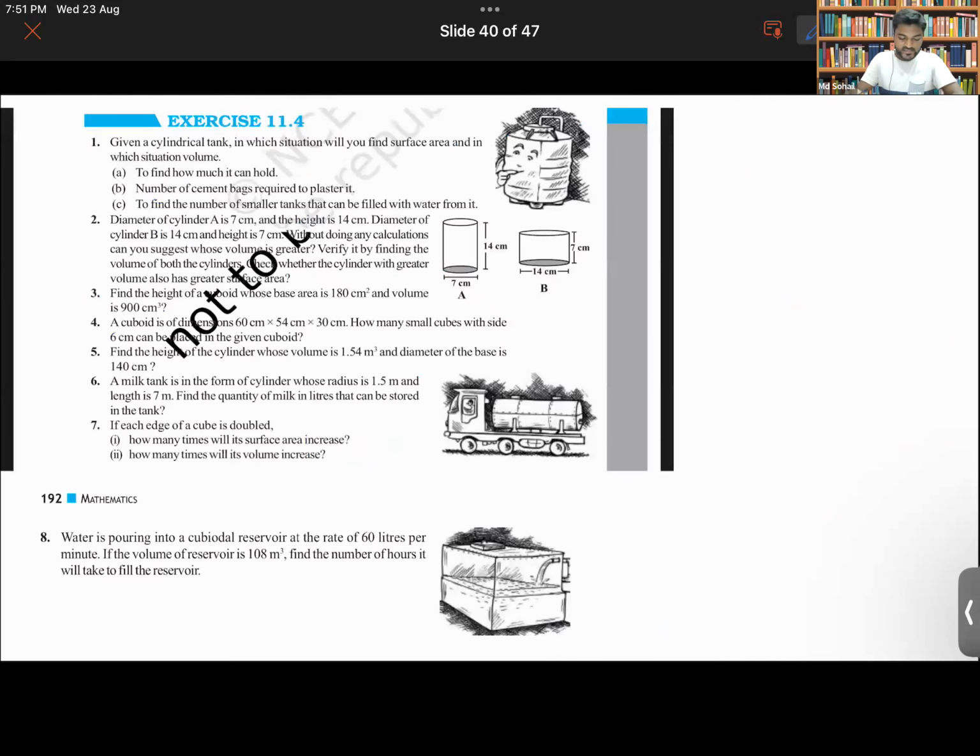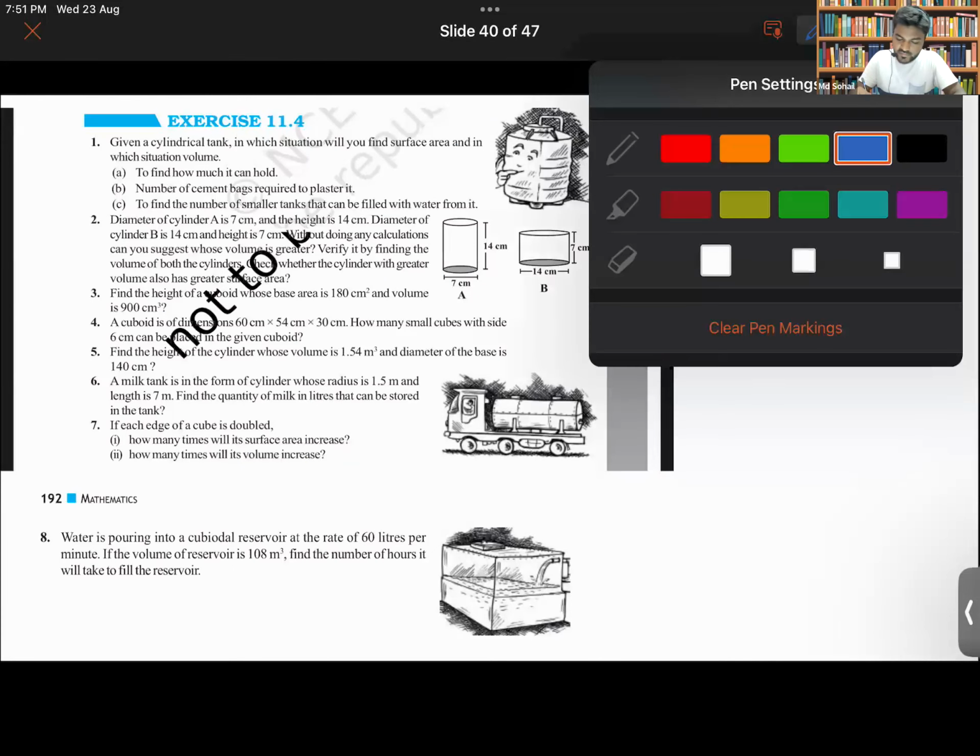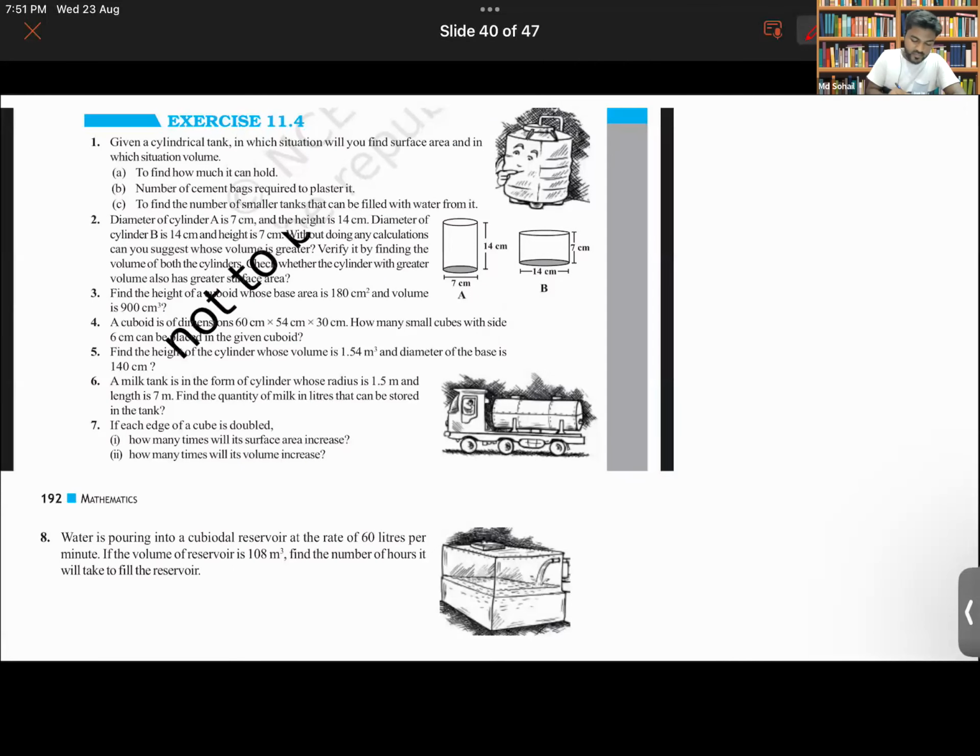Exercise 11.4. The first question is very simple, so I'm leaving it. Next question: the diameter of cylinder A is 7 centimeter, while the height is also given, and the diameter and height of the second cylinder are also given. Without doing any calculation, you have to suggest which one has the greater volume.